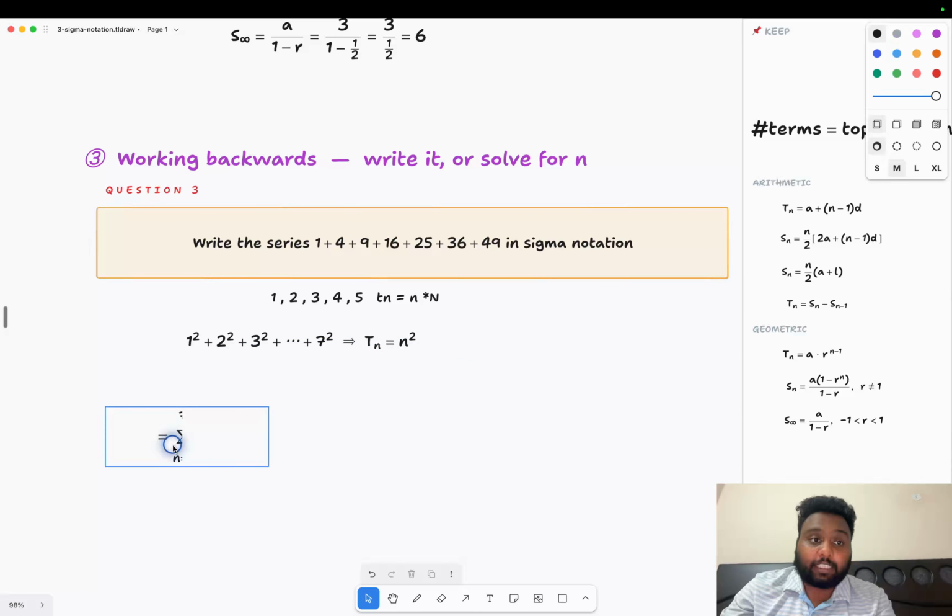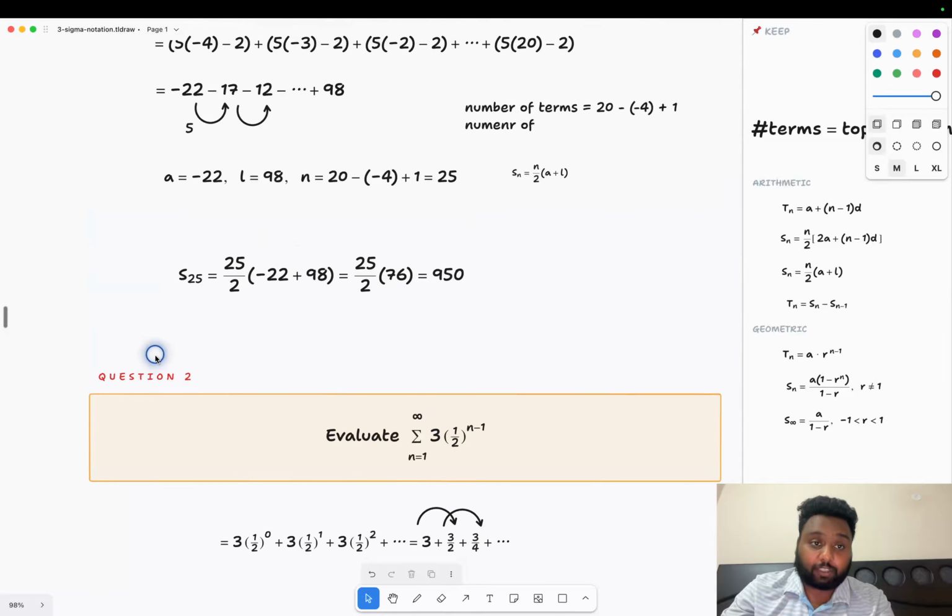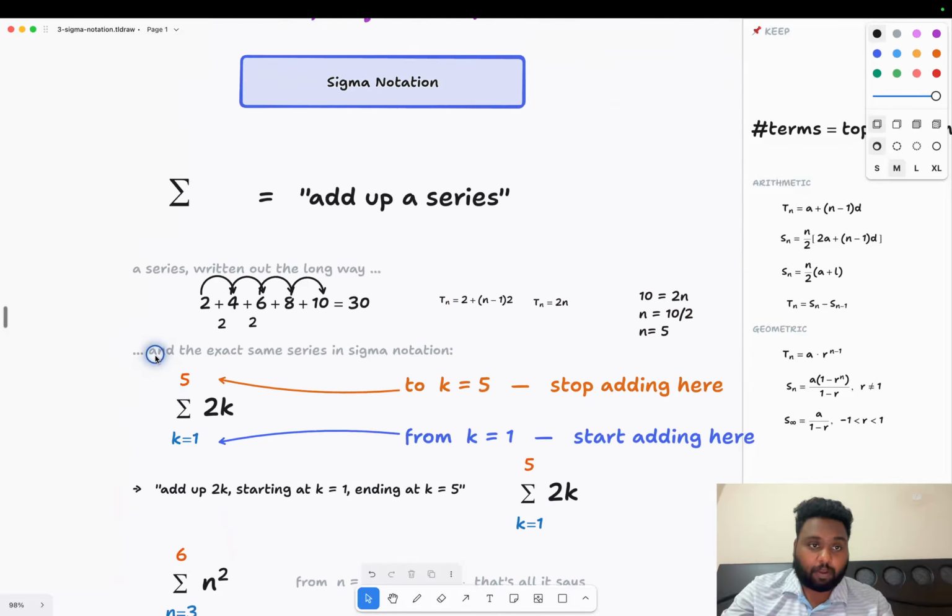How do I write this in sigma notation now? What is my first term? Okay, let's pull a sigma sign from here.